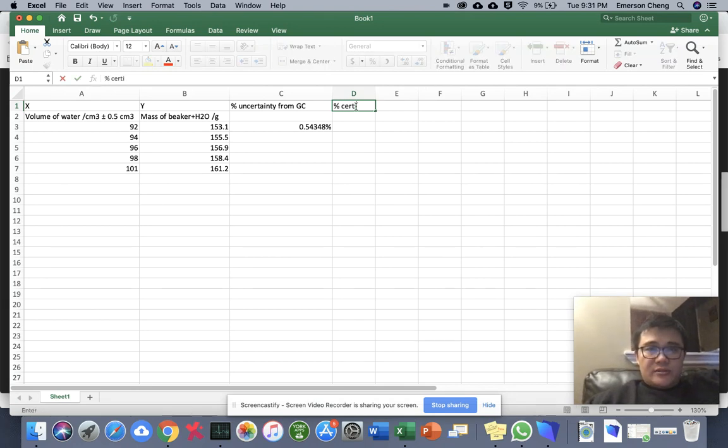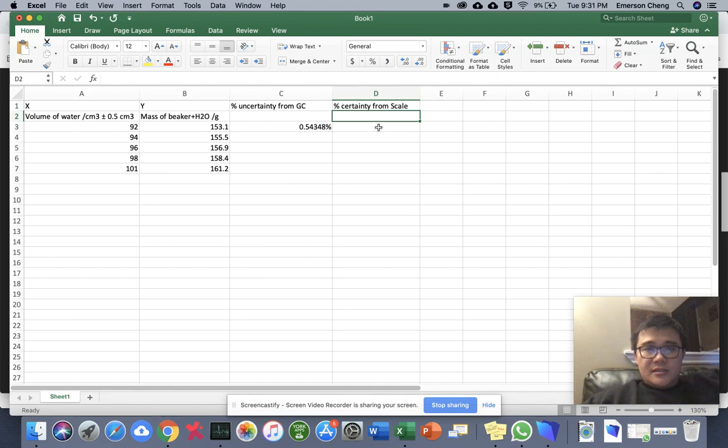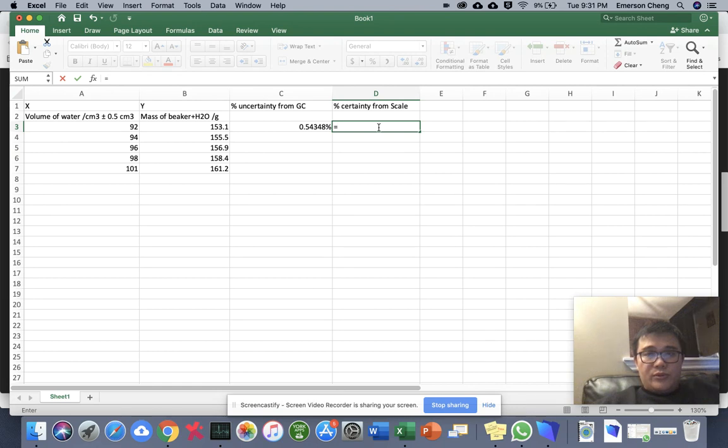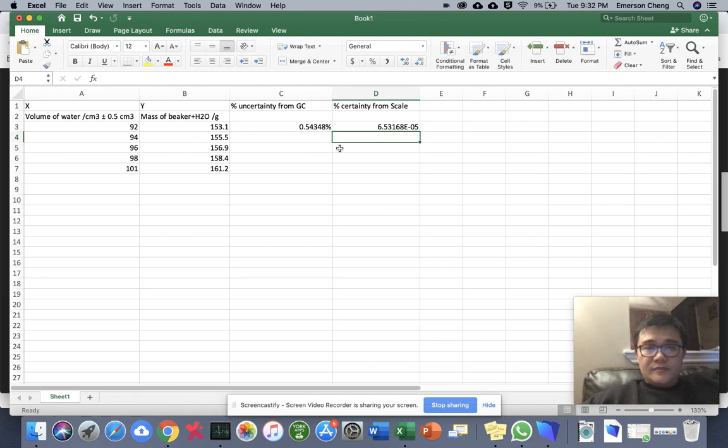Percentage uncertainty from scale. Same idea here. Your digital scale has 2 decimal places, so the absolute uncertainty is 0.01. So 0.01 divided by the measurement again, which gives me this number. And again, I convert it to a percentage and give it a few more decimal places, right?